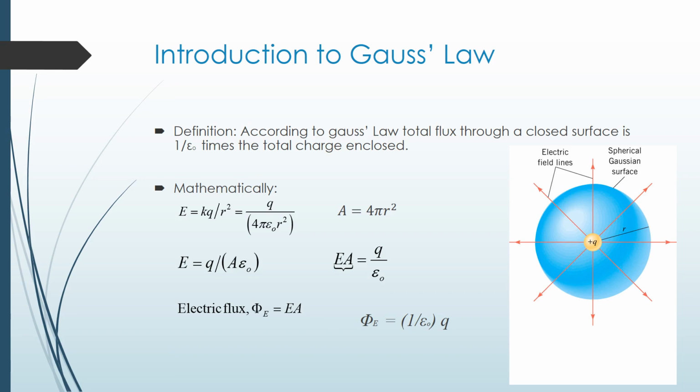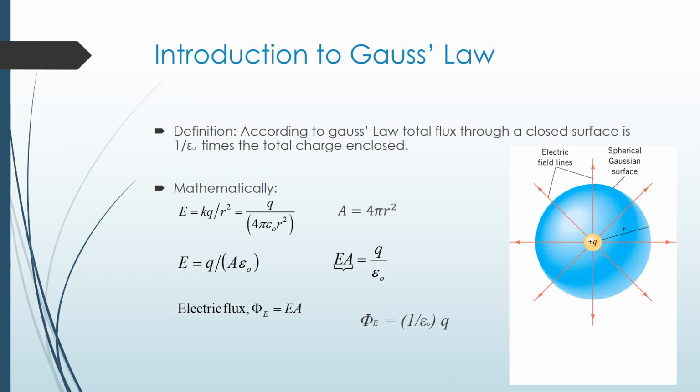Since it's a positive charge, the electric field will go radially outwards, and in order to find the total electric flux, we first see what the electric field is and how we can calculate it. Mathematically, the electric field is equal to kq divided by r squared. We have previously done this. If you replace the value of k, the equation becomes q divided by 4 pi epsilon naught r squared, where the area of the spherical surface is 4 pi r squared.